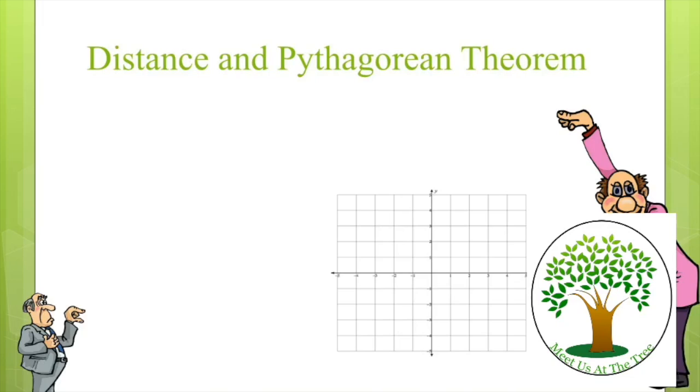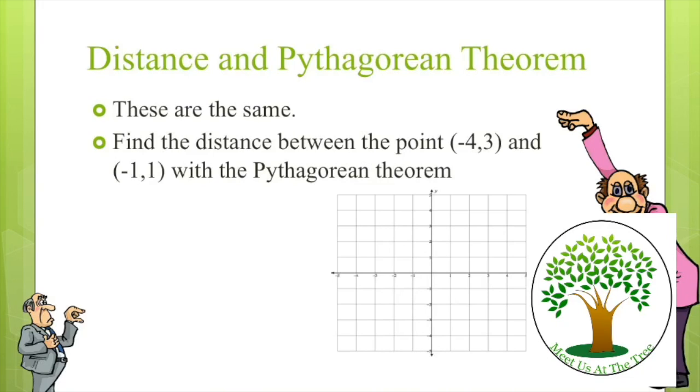Let's do this one, the Pythagorean theorem way. All right? We're going to do the same one with the Pythagorean theorem. We have our point -4, 3 and -1, 1. We're going to plot it on this coordinate system here. The -4, 3 comes -4 and 3. So we have a point right there. And -1, 1 goes right there.